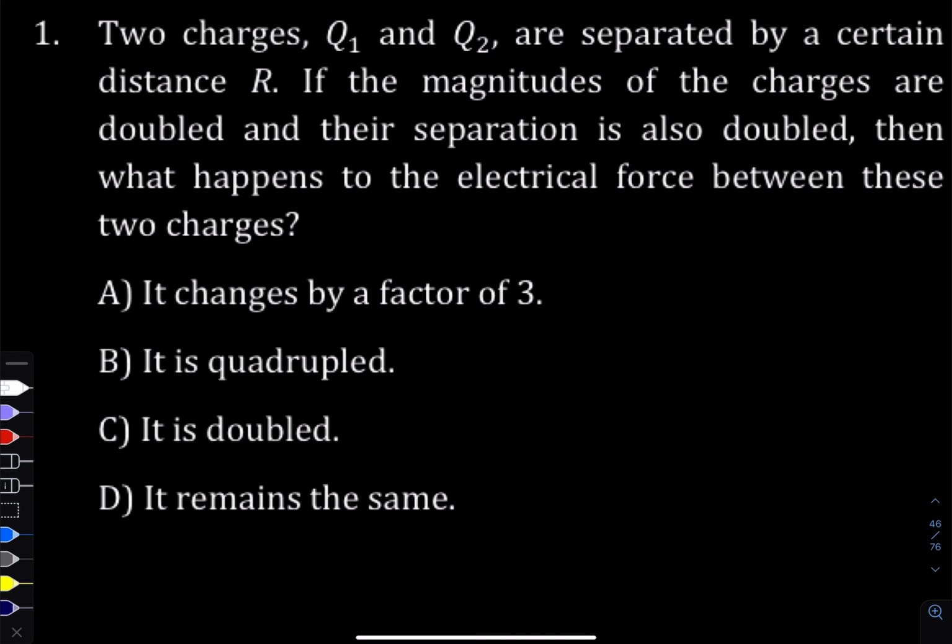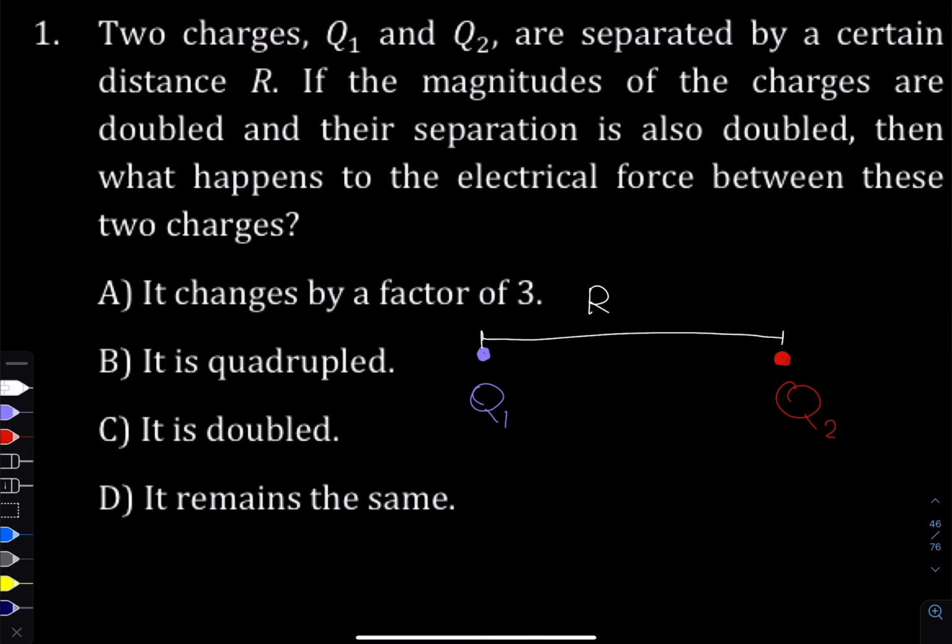So we have a charge which is Q1, so we can represent it with a dot here. So this is Q1. Then we also have another charge, Q2. And they're going to be separated by a certain distance, r.